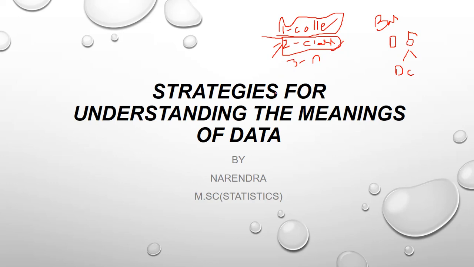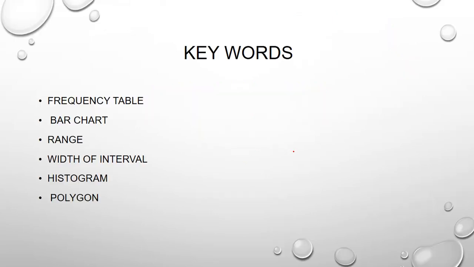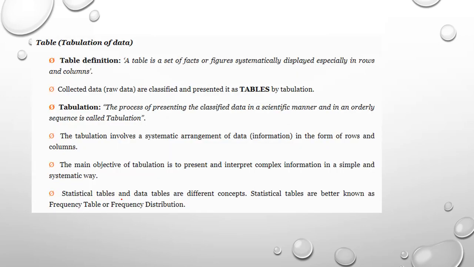See, strategies for understanding the meaning of data. In the before video, we saw how data is coming, all things also. Now in this video, I will mainly explain what is a frequency table and bar chart, what is range and width of interval, histogram, polygon, with examples also. First, before going to the frequency table, we can see what a table is.